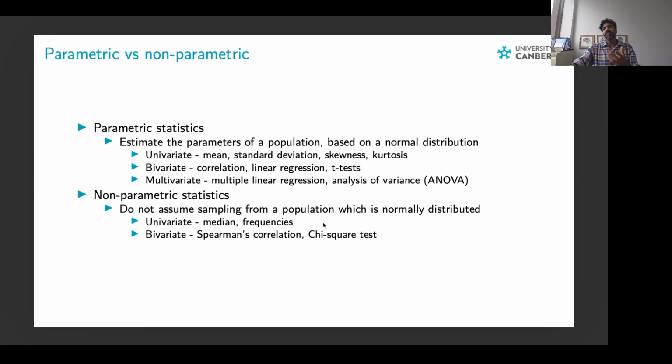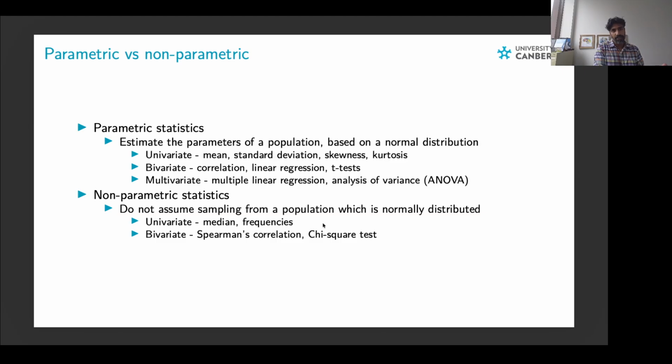So what does this mean, parametric and non-parametric, and why is it important? Well, parametric statistics are estimates. It estimates the parameters of a population based on a normal distribution, right? That's why you have to check if the distribution is normal for it to be parametric. And this allows you to do univariate statistics, so mean, standard deviation, skewness, and kurtosis. It allows bivariate analyses like correlations, t-tests, and linear regressions. And then multivariate analyses as well, like multiple linear regressions and analyses of variance.